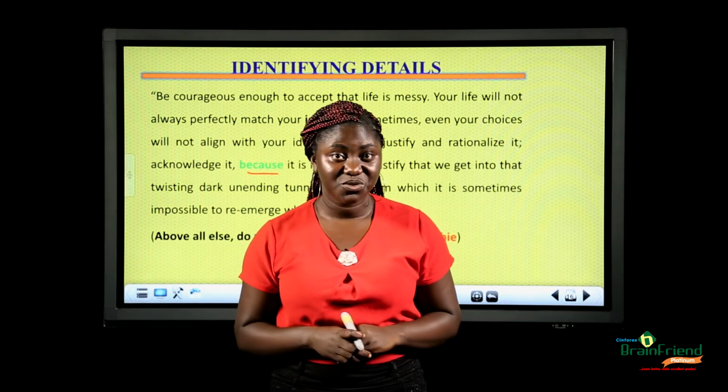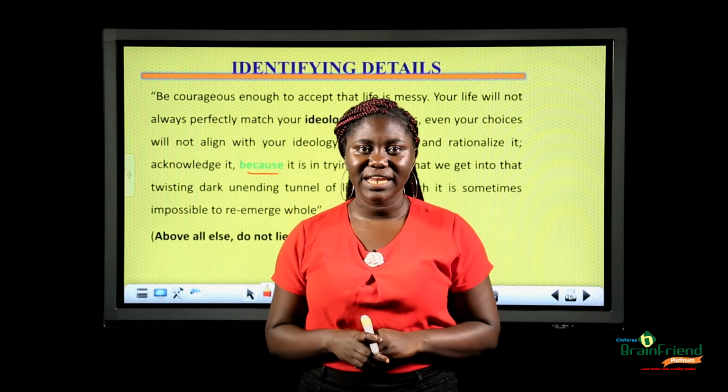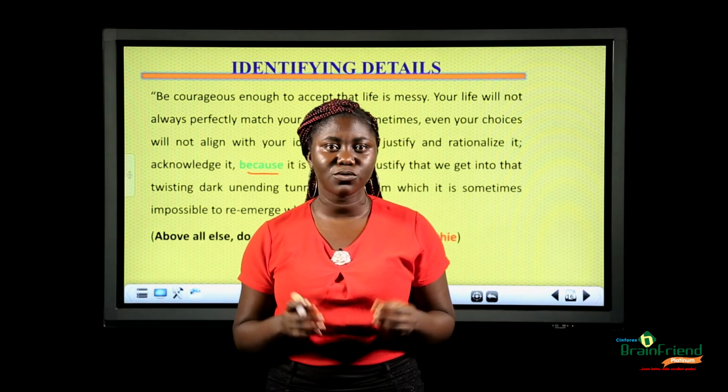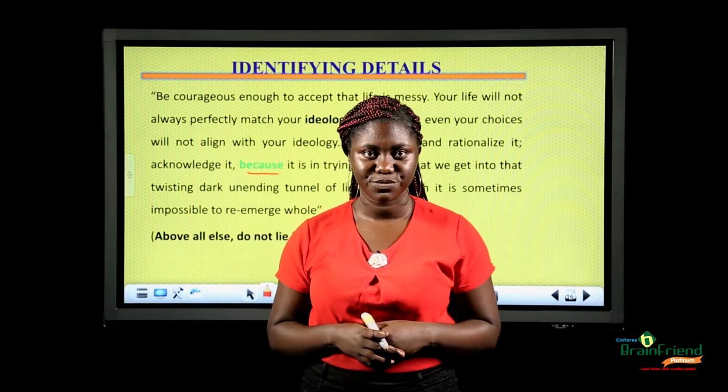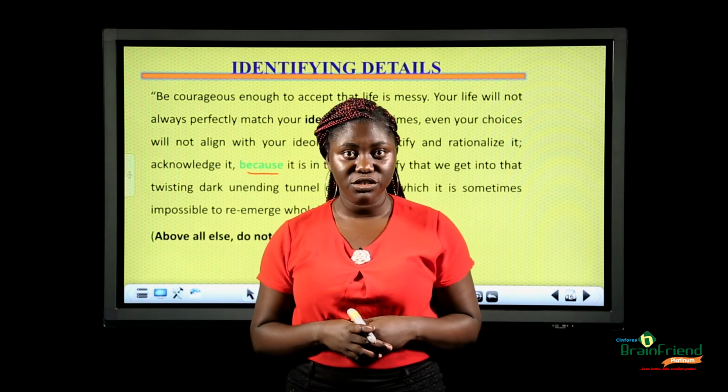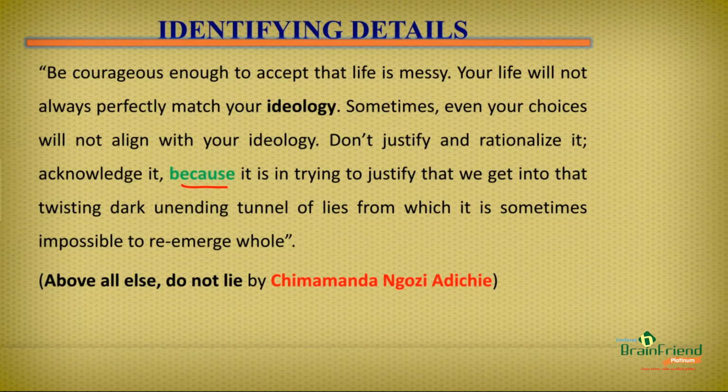Now, from the speech we just read, it can be noticed that the author's main idea is that we should be courageous enough to accept life's imperfection. And she used the keyword because to give a reason. Having said all this, we've come to the end of this class, but before we go, let's take a look at all we've done so far.